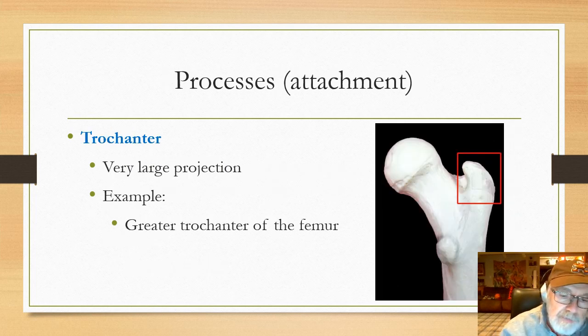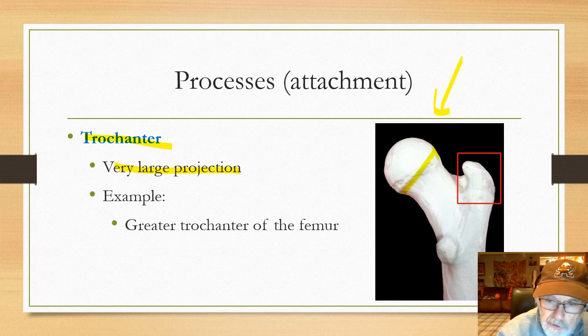A trochanter. Now a trochanter is a very large projection on a bone. Now this is the femur again, over here. Again, here's the head.